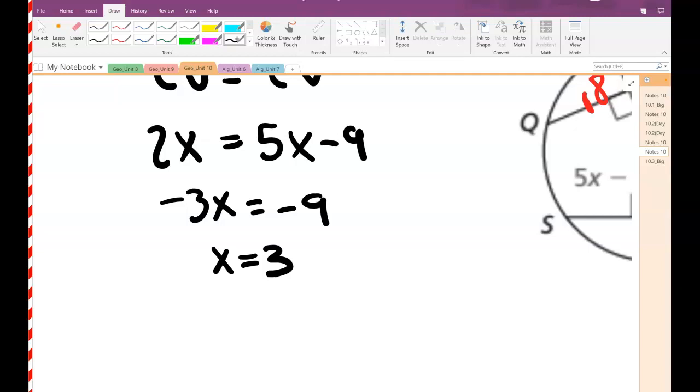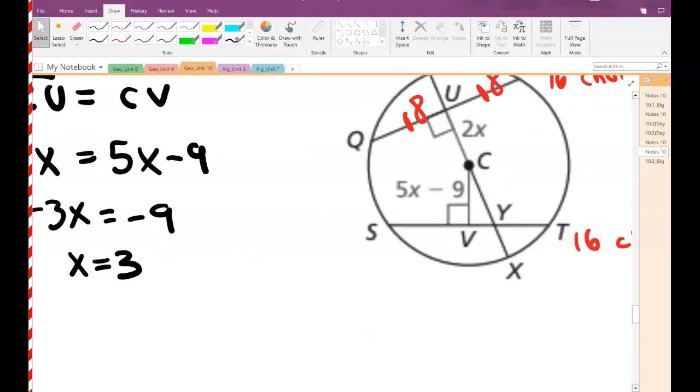So what that does, that x is equal to a positive 3, gives us the distance from a chord to the center. So we plug in 3 for x up here. We know that this is not actually 2x, this is length 6, and so is this. This has a length of 6. So this is scribbling it out. CU is 6. All right, now we have enough to solve for our radius.